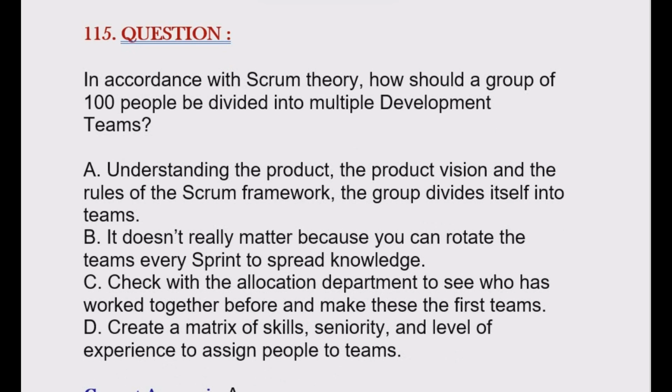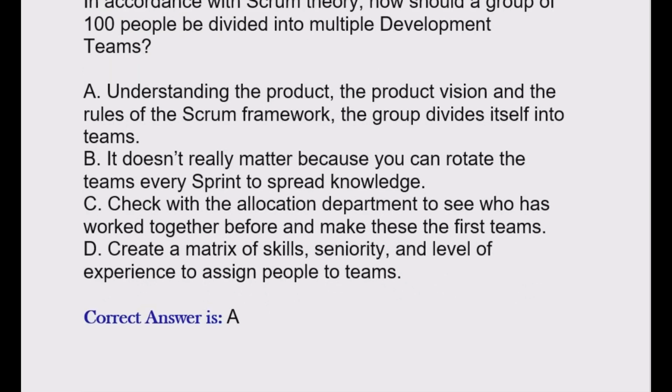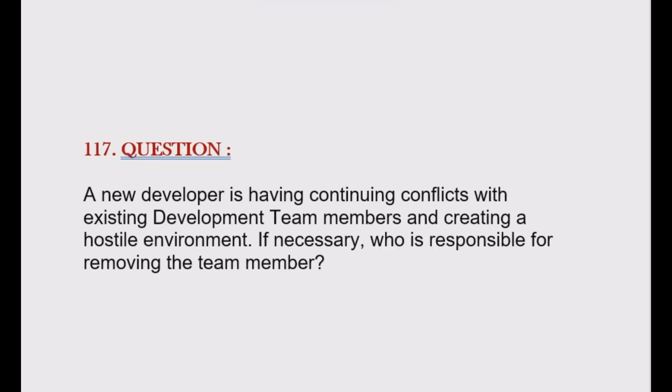Option C, check with the allocation department to see who has worked together before and make these the first teams. Option D, create a matrix of skills, seniority, and level of experience to assign people to teams. Correct answer is option A.